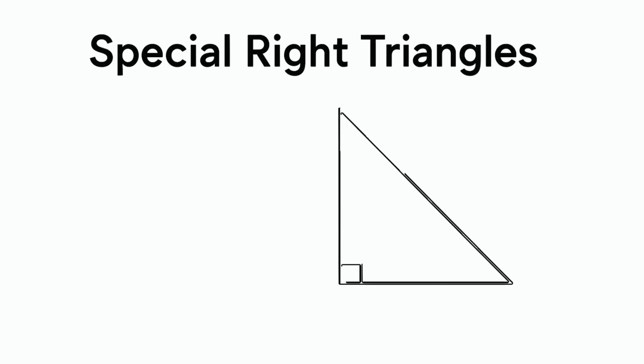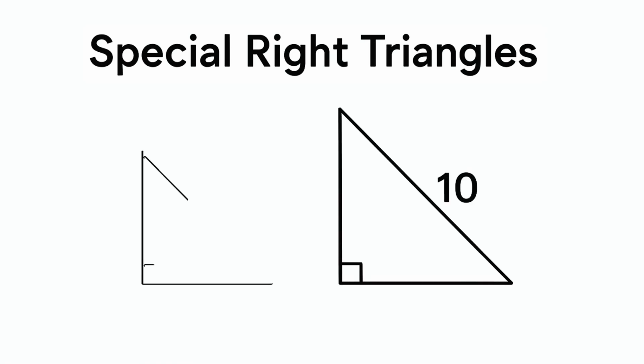That's our first special right triangle, 3, 4, 5. Any multiple of these numbers, like 6, 8, 10, will also make a right triangle.